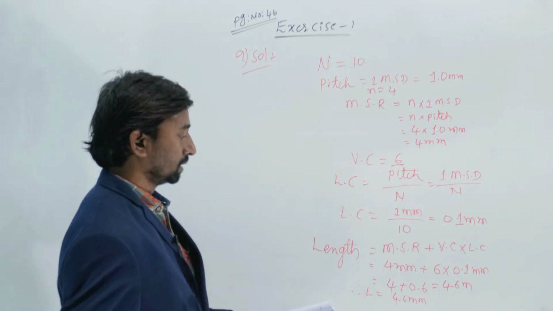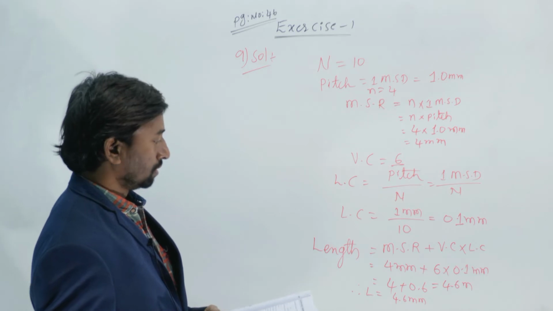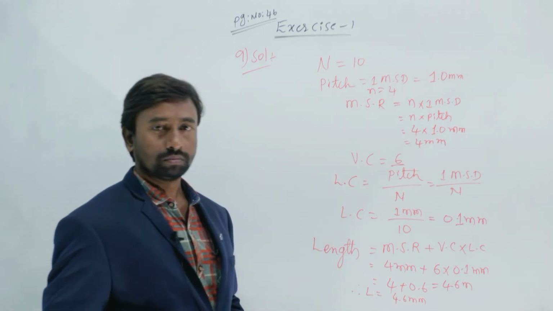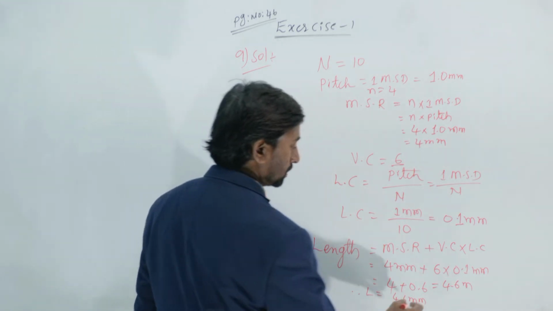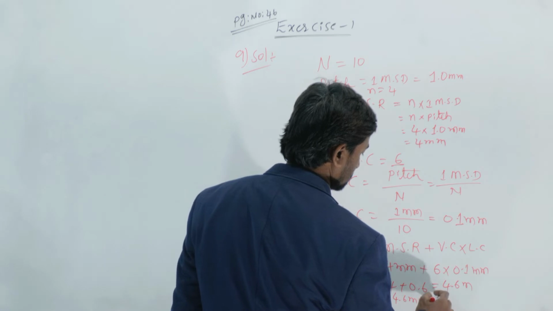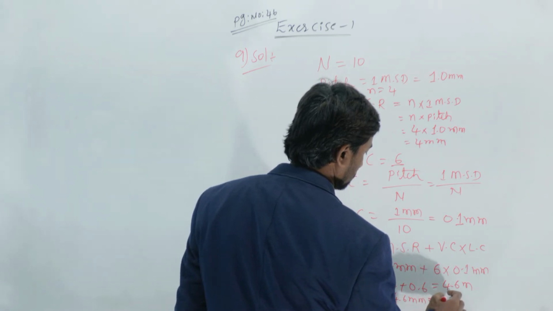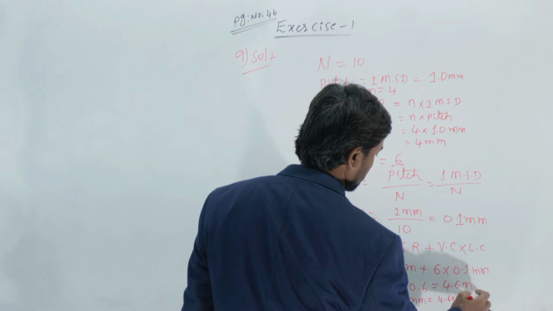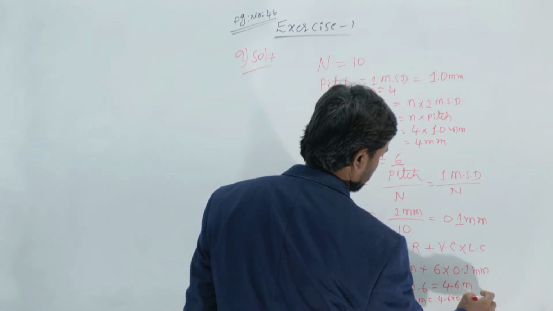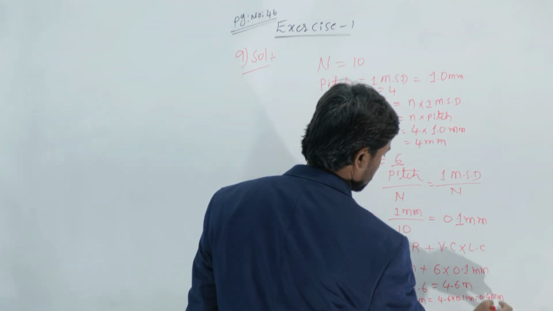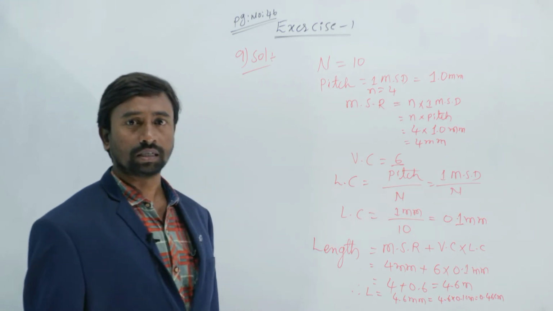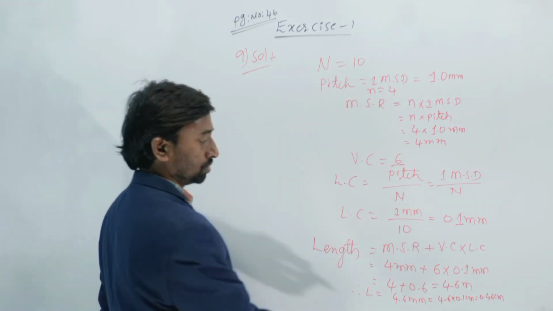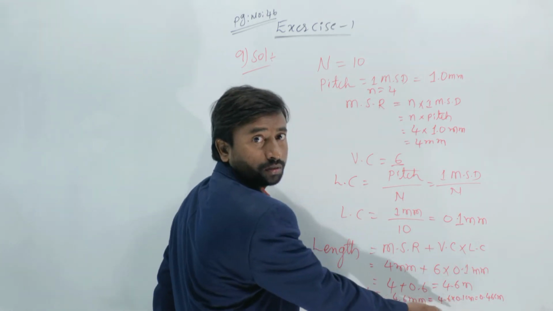In centimeters, what can we write there? 1 centimeter is 10 millimeters, so we should convert into centimeters. We know that 4.6 millimeters, where 1 millimeter is nothing but 0.1 centimeters. So we will write here 0.46 centimeters.